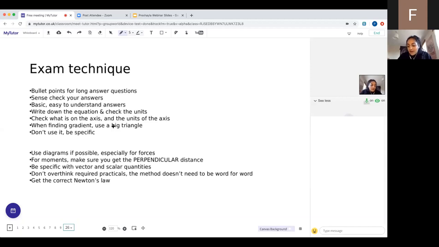For graphing and graph questions, check what is on the axis. For example, earlier we saw that force and extension were flipped. That can happen. Check the units of the axis, they can switch it up. When finding the gradient on a graph, so for a distance time graph or a velocity time graph, make sure you use a big triangle. Don't draw a tiny little triangle in one section of the graph. You will not get the marks. You want to use as big of a triangle as you can to get the gradient.